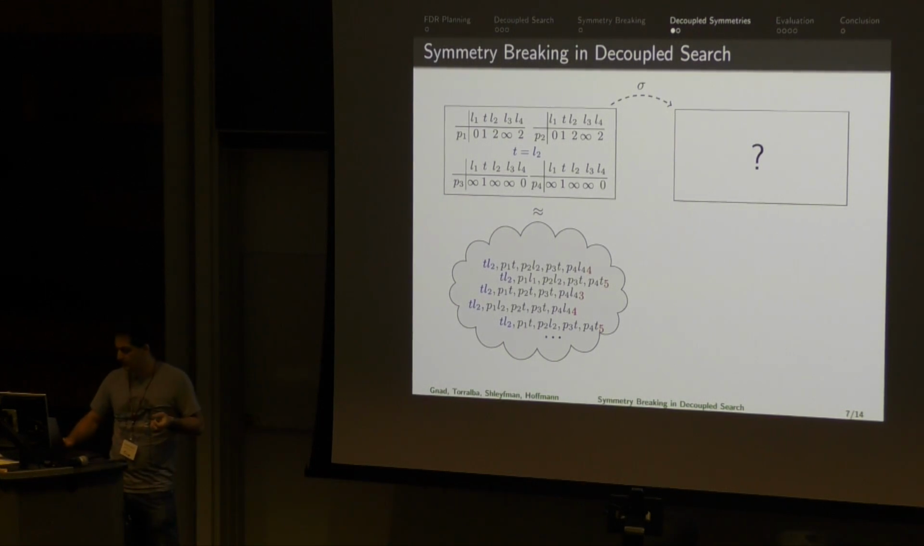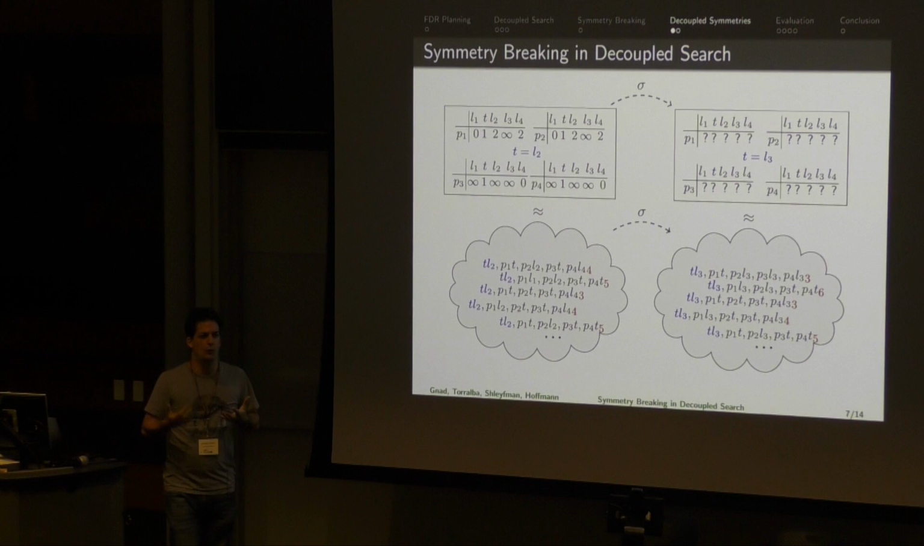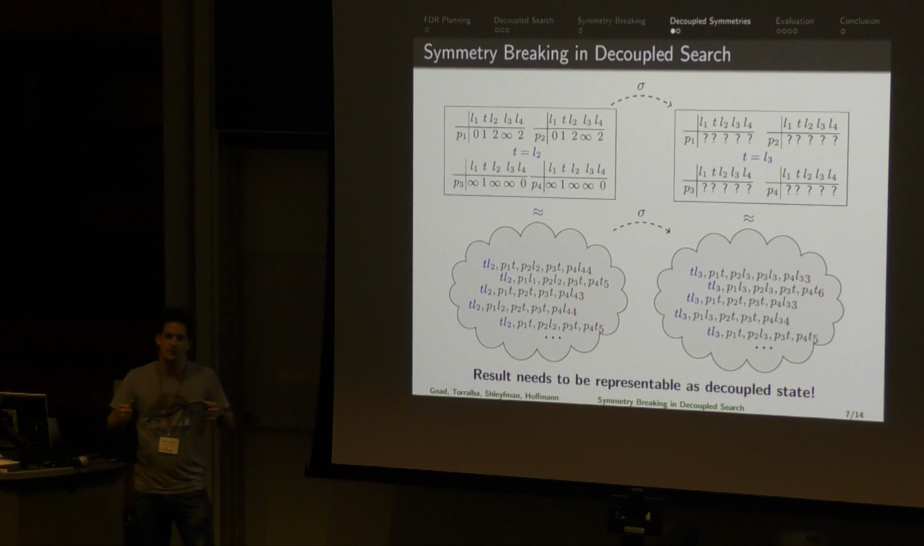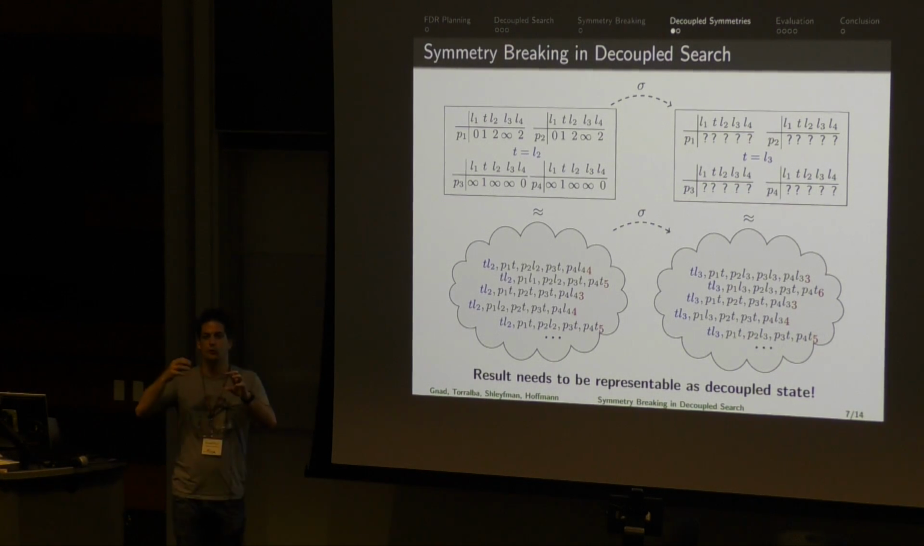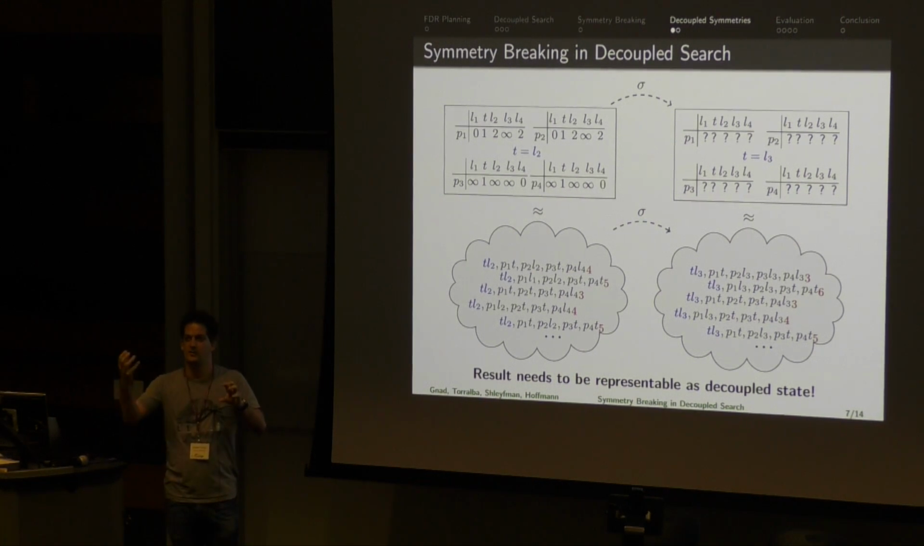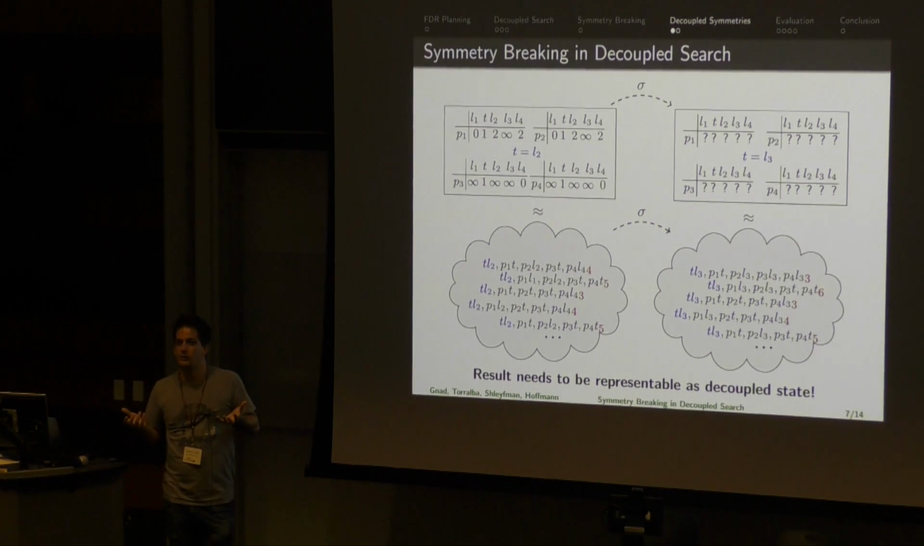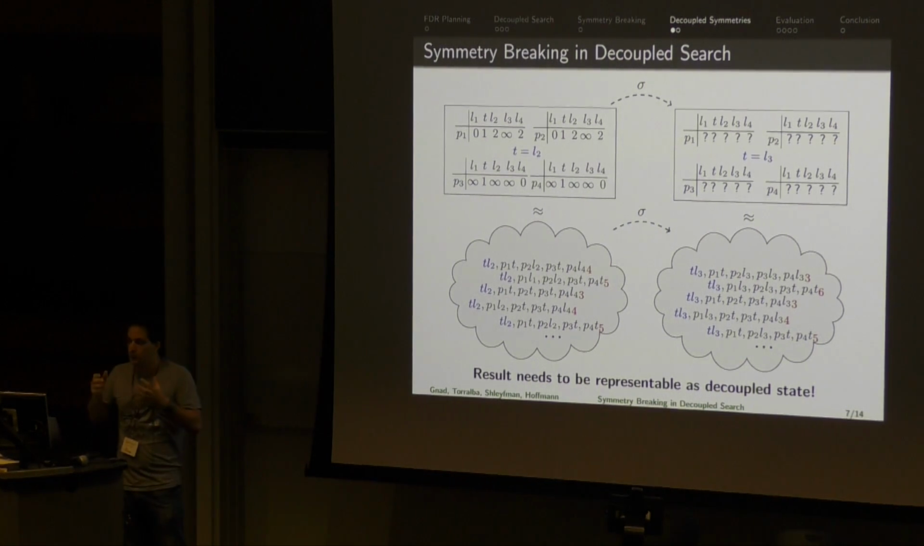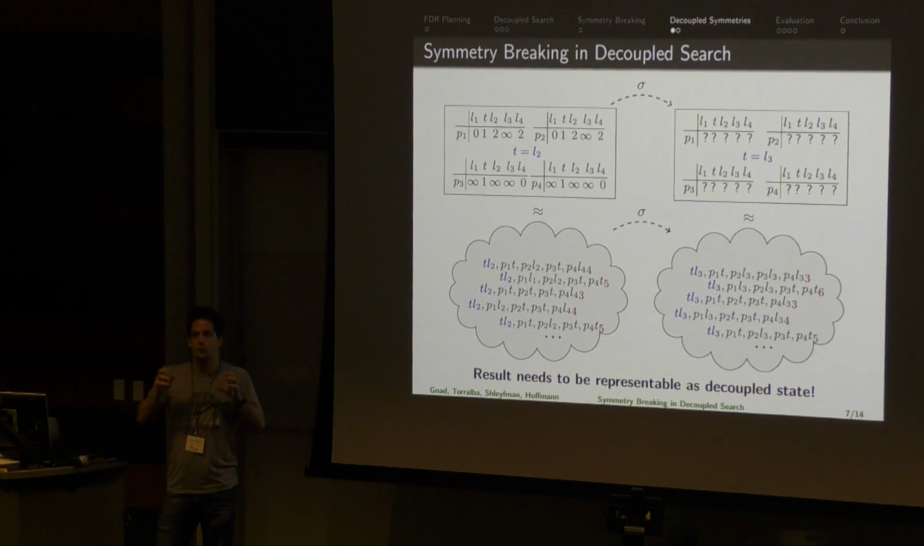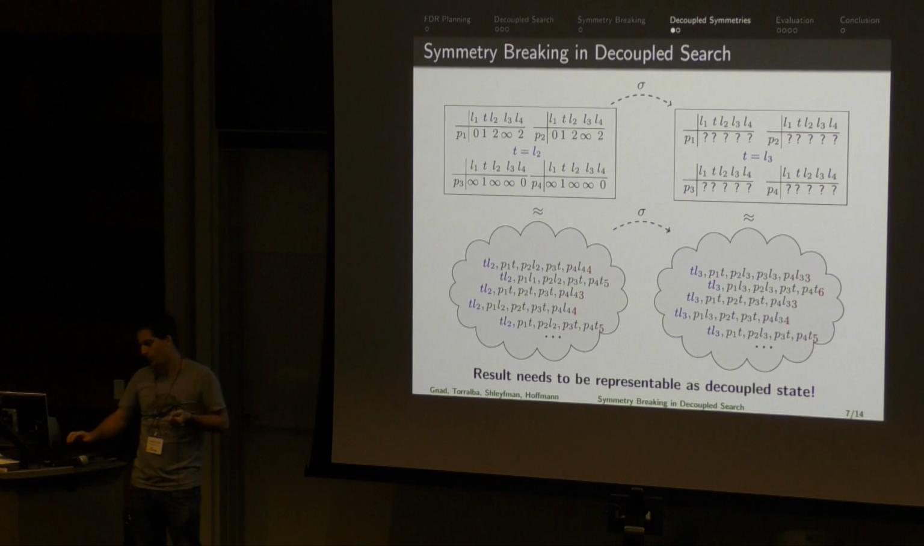And then the question is, can we somehow represent this as a decoupled state again? And this is really an important thing, because if we are not able to represent the resulting set of states again as a decoupled state, well, we cannot really run decoupled search, right? There would be some undefined structure in the decoupled state that we cannot capture, and we're kind of lost. So really, the important thing is that we need to be able to represent the resulting set of states again as a decoupled state.